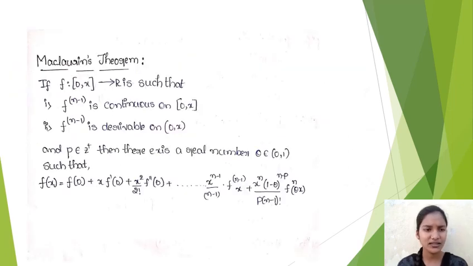Here we can see Maclaurin's theorem. If f is real on [0, x] such that f^(n−1) is continuous on the closed interval [0, x], and f^(n−1) is derivable on the open interval (0, x), and p belongs to the real numbers, then there exists a real number theta belonging to (0, 1) such that f(x) = f(0) + x f'(0) + x²/2! f''(0) and so on, x^(n−1)/(n−1)! f^(n−1)(0), plus x^n (1 − θ)^(n−p) / (p (n−1)!) f^(n)(θx).